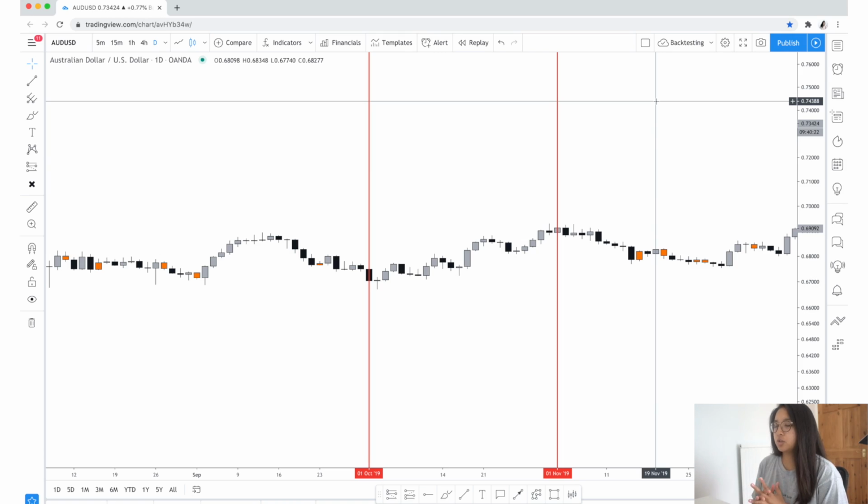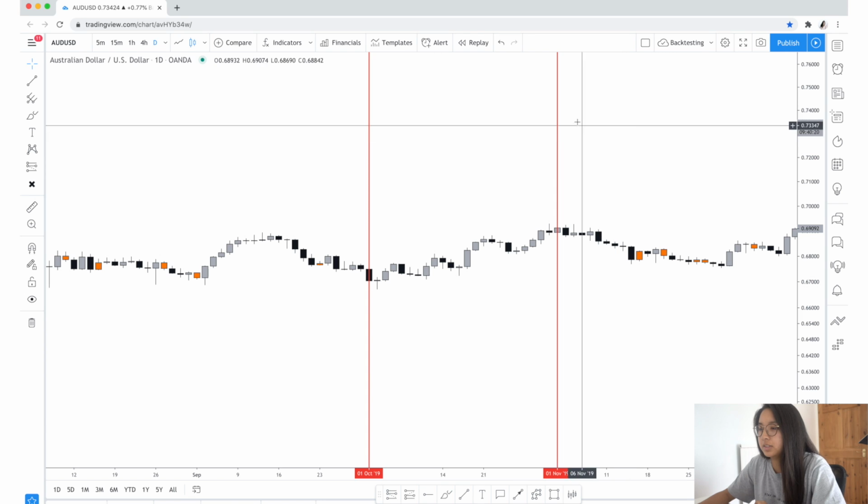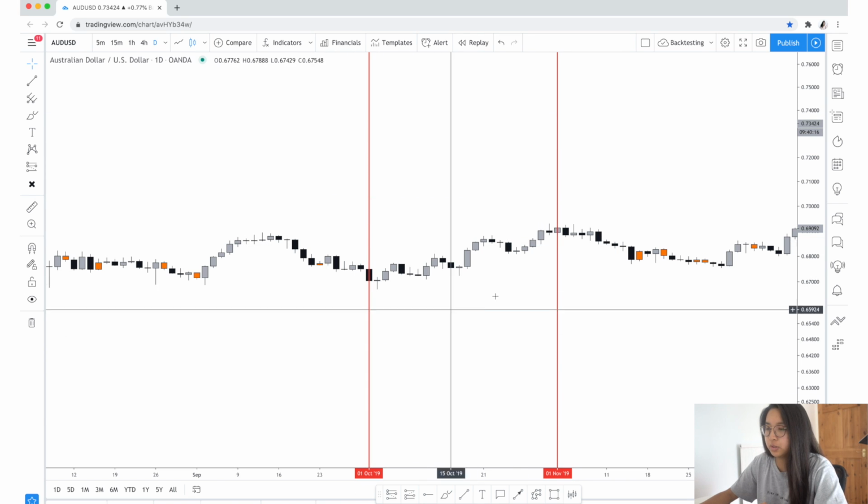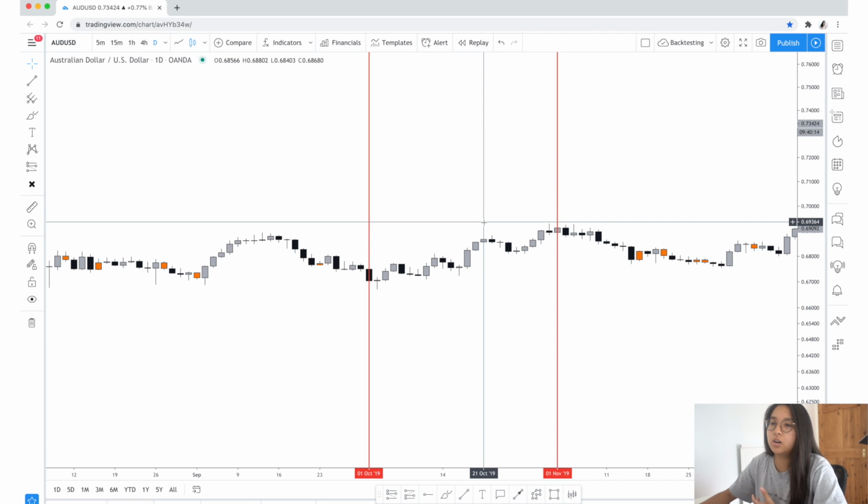So here I am on TradingView and I currently have these vertical lines set up on the 1st of October and then the 1st of November. So I'm going to be backtesting 1 month on Aussie dollar. I'm on the daily time frame.